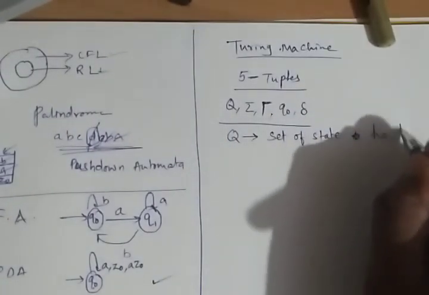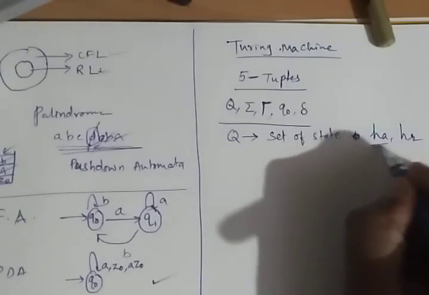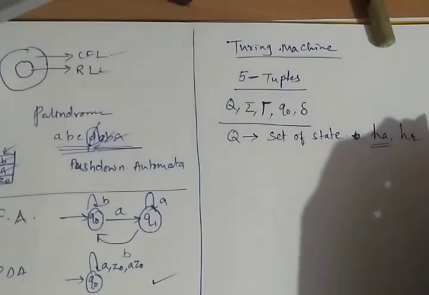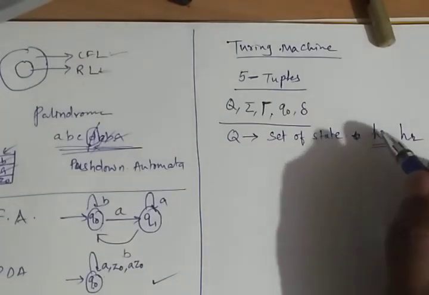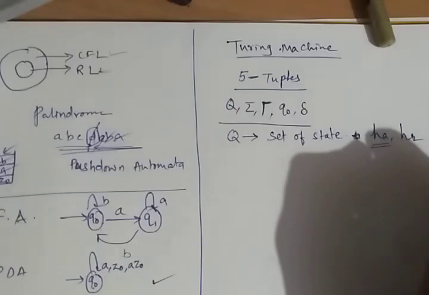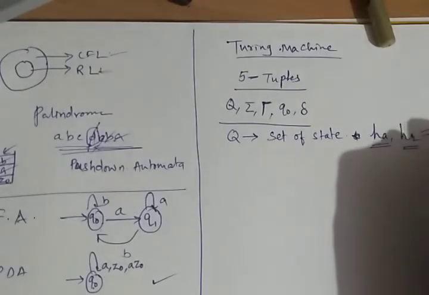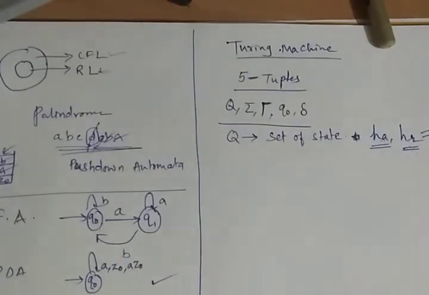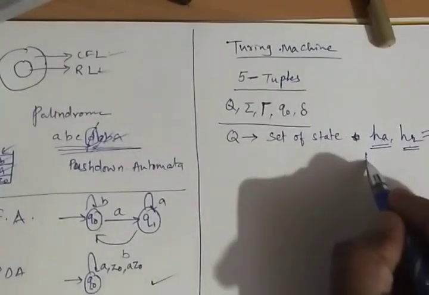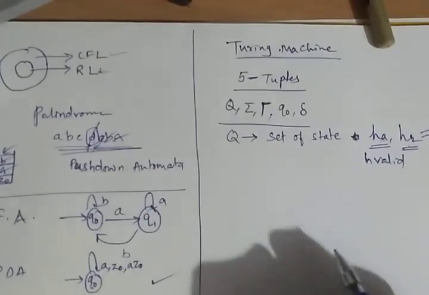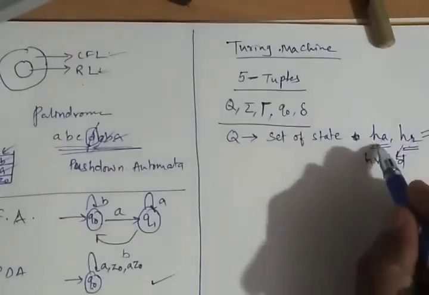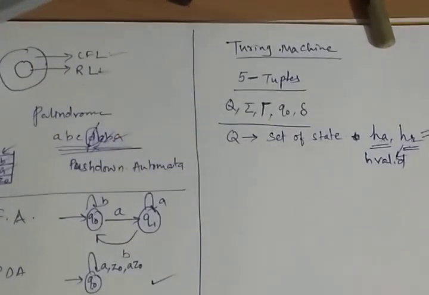They are called HA and HR. If your Turing machine finally enters the HA, it is the acceptance state, which means your string is accepted, whatever operation you want to do. If it enters the HR, once it enters the HR, it will not come out of the HR, and this is called a reject state. This is comparable with the invalid state of the finite automata. So in the finite automata we had a state which is called the invalid state. So it is compared with this reject state and acceptance state, and there are some other set of states.